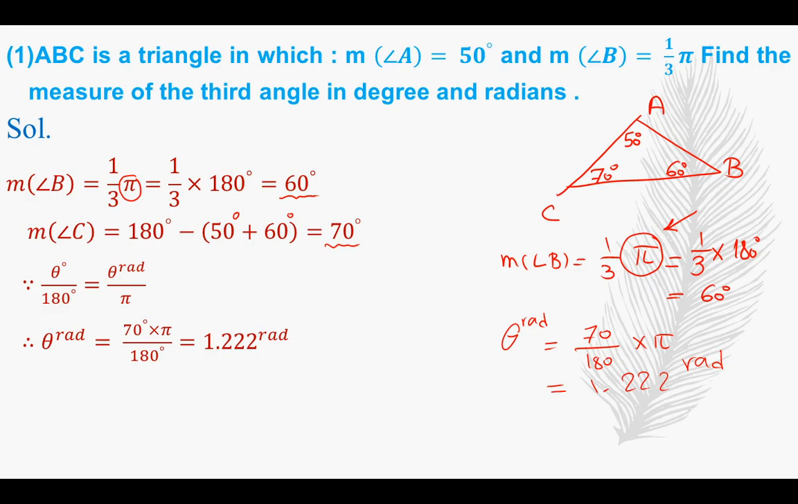We want to convert the 70 from degree measure to radian measure by using the rule. Theta radian will be equal to 70 over 180 multiplied by π, and this equals 1.222 radians.